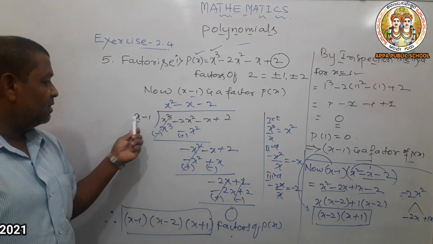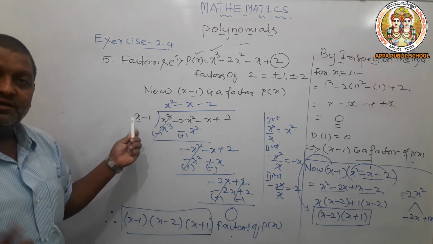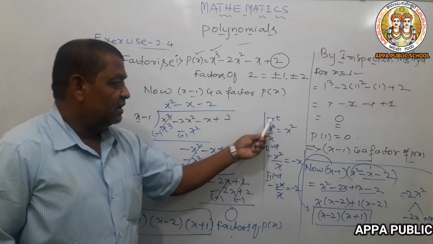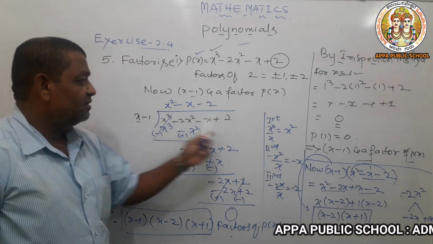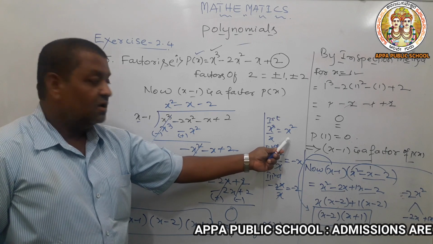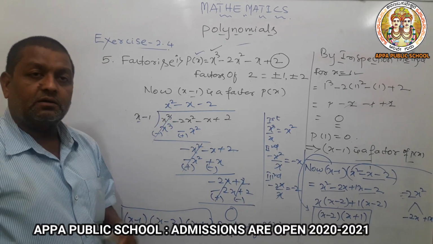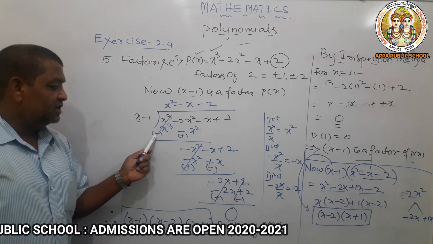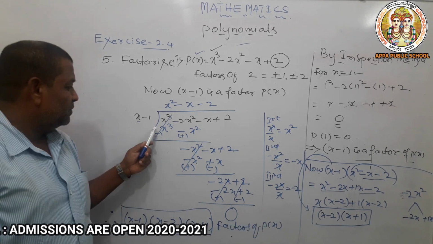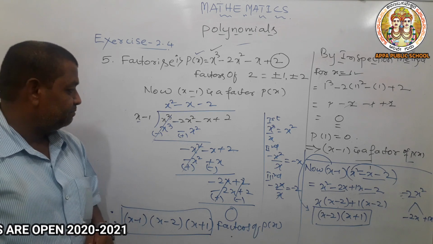So take the multiple of this divisor. How to find that multiple? Like this. In the first case, divide x cube by x. Definitely x square is the answer. Take that multiple in the quotient place and proceed with your work. So in division, signs are changing: plus to minus, minus to plus.